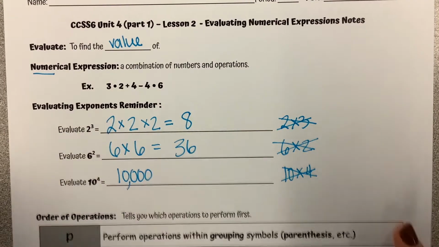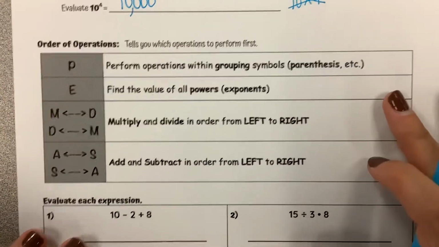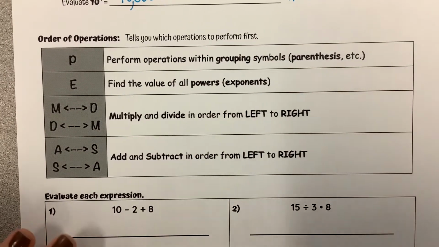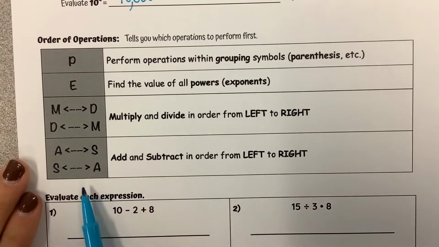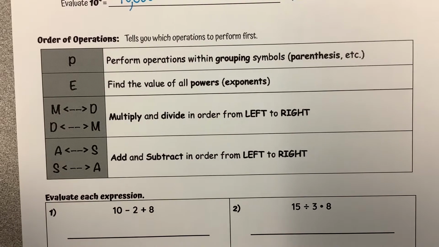Okay? So let's look at actually evaluating numerical expressions. We use order of operations. It tells you which operations to perform first so that everyone gets the same answer. You may have heard this before. We have PEMDAS, please excuse my dear Aunt Sally. So I really like this mnemonic device, but sometimes people get things mixed up. So what is important is these two parts right here.